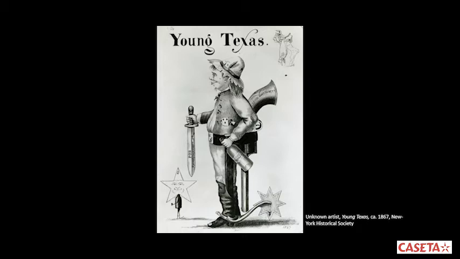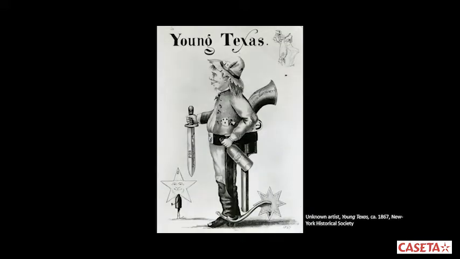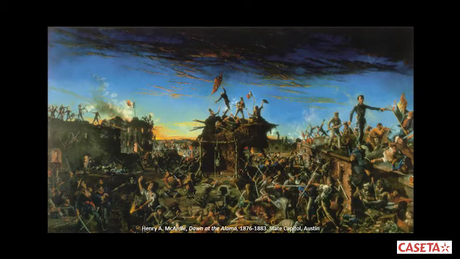Probably about 1867 after the Civil War, here's another version of young Texas. This is for Reconstruction, so obviously they don't like Reconstruction. And this is called, Do You Want to Bet? I was going to make a reference to one of your comments, Eleanor, but I'll pass that one by. But young Texas is not a very intelligent looking figure.